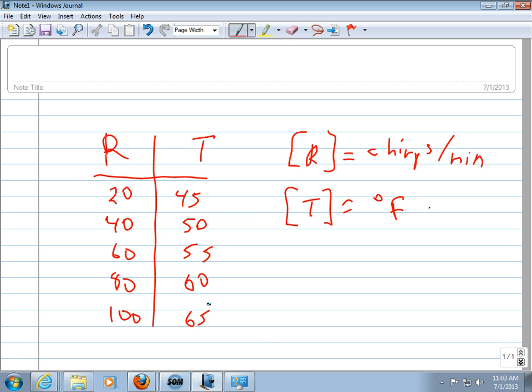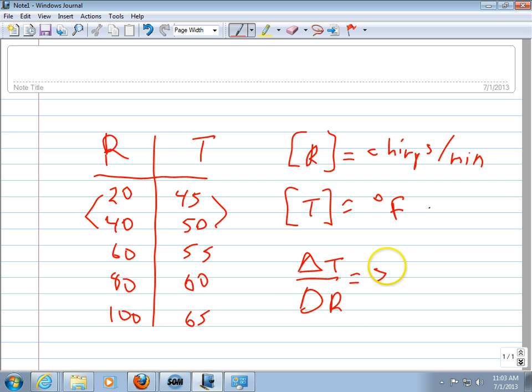Let's see. What's your delta T here? What if I subtract 50 minus 45? What's the increase in temperature? 5. What if I subtract 40 minus 20? What's the increase in chirp rate? 20. So if I say, what is delta T? What is delta T over delta R?